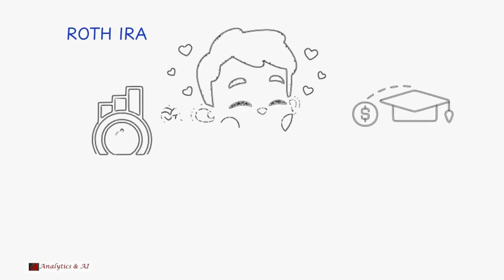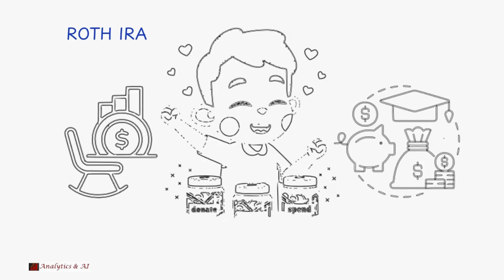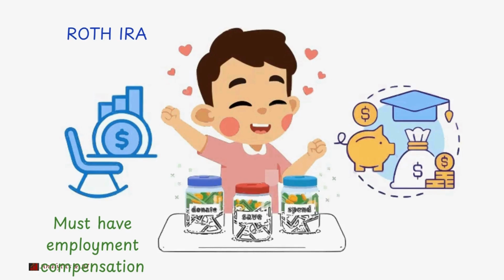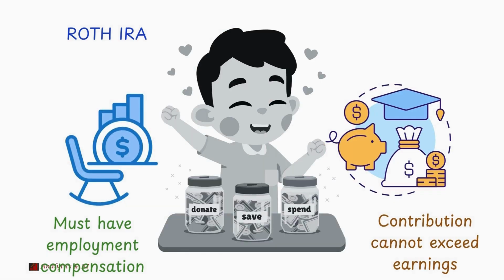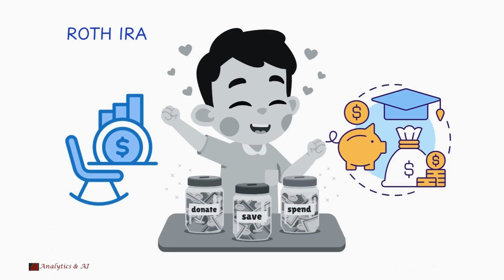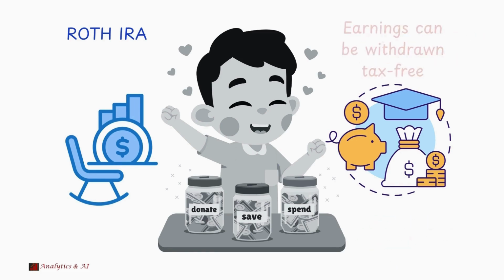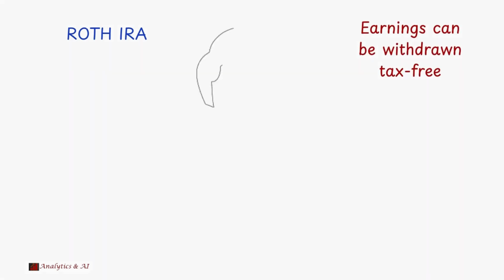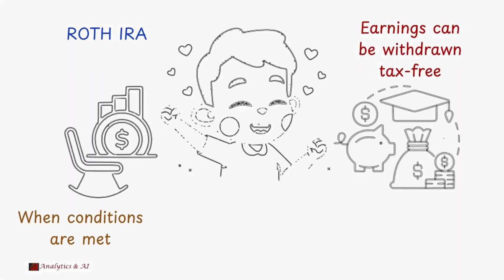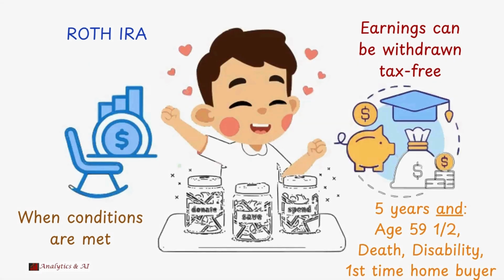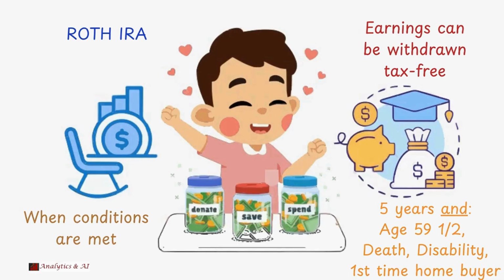Another way is through a Roth IRA for kids. The child must be under the age of 18 and must have employment compensation. Contributions cannot exceed earnings. Money in the account belongs to the child. Parents act as custodians and assets are transferred to the child when they reach the age of 18, 25 in certain states. Earnings can be withdrawn tax-free once the account has been open for 5 years and one of the following conditions is met: the child reaches age 59 and a half, death, disability, or qualified first-time home purchase.